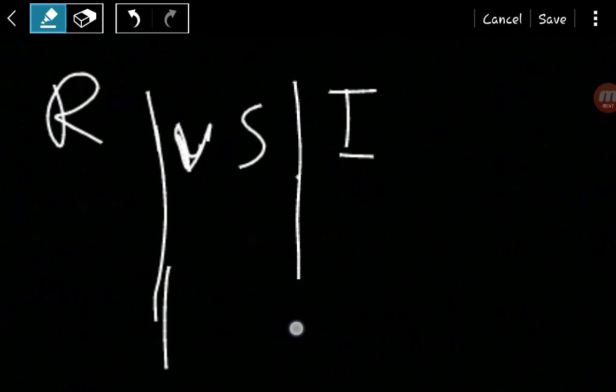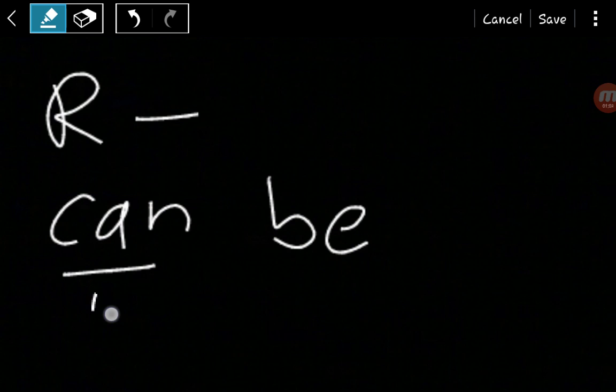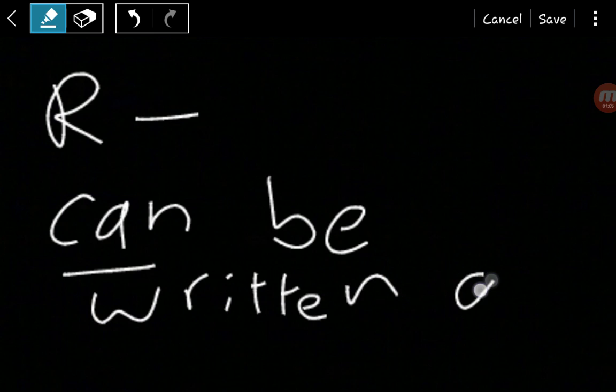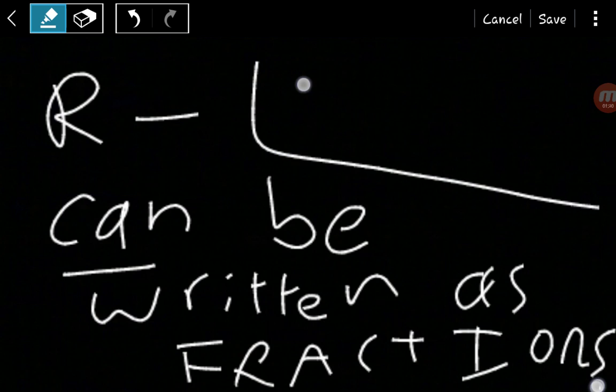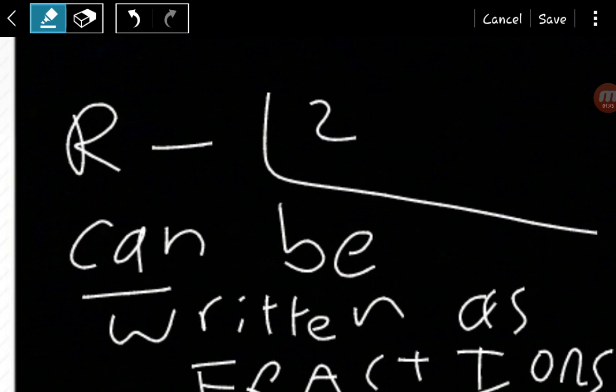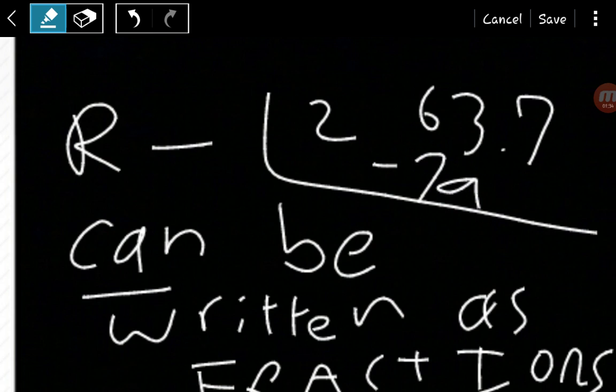A rational number is a number that can be written as fractions. So examples of rational numbers would be 63.7, because yes, that can be written. Even negative numbers, negative 79.3150. Those are all rational numbers.